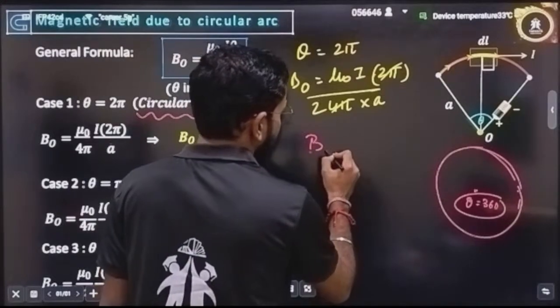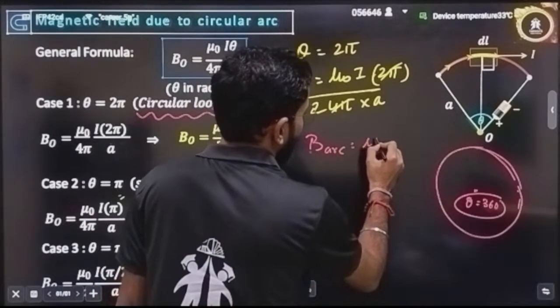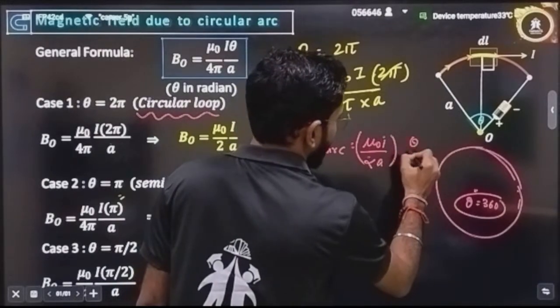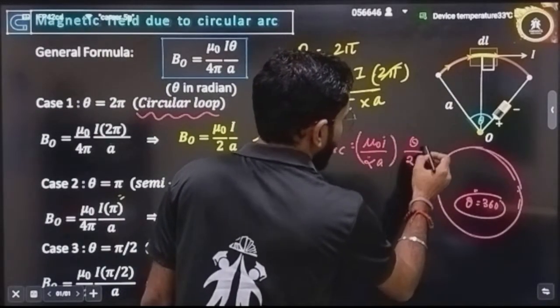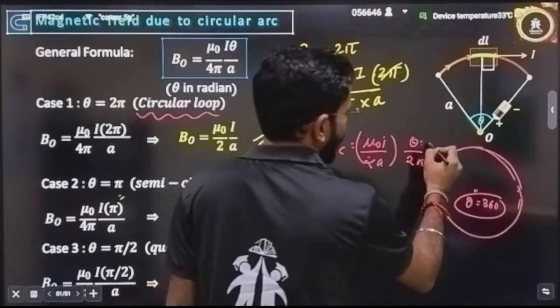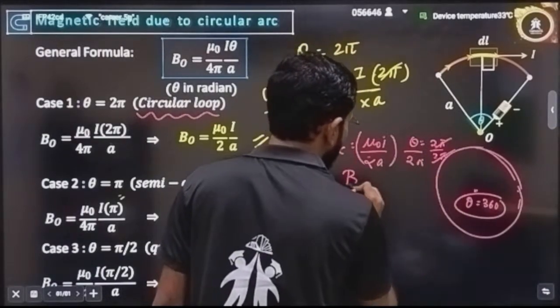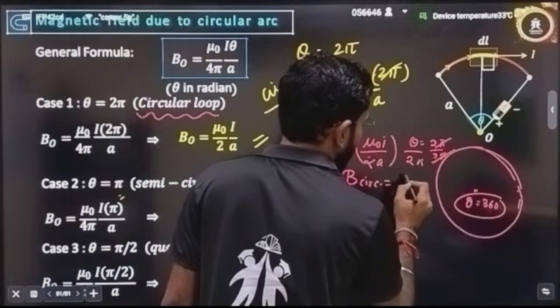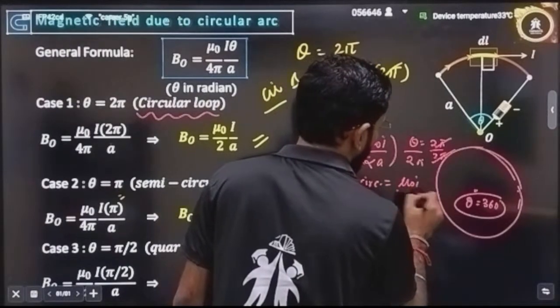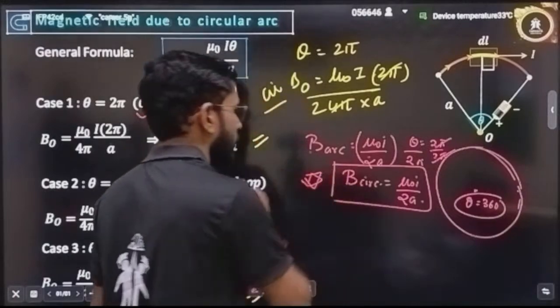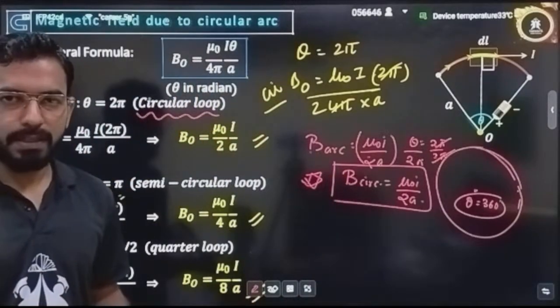So what was our result due to an arc? Mu naught I divided by 2a, into theta divided by 2 pi. And now for theta you will write 2 pi. So what is the result due to a circular loop at the center, students? It is nothing but equal to mu naught I divided by 2a. This is a very standard result, very important result also. Correct. Now isn't it easy?